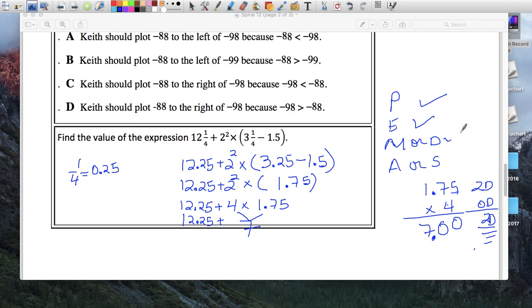Now, no more multiplication, there's no division. I add or subtract from left to right. So starting from the left, let's walk to the right, and there's an addition. Actually, it's the only one that we have. So we add 12.25 plus 7. The 7 does not have a decimal, so let's add a decimal. So I'm going to put here 7.00. Remember, decimals are lined up on an addition or subtraction problem. Final answer, 19.25.